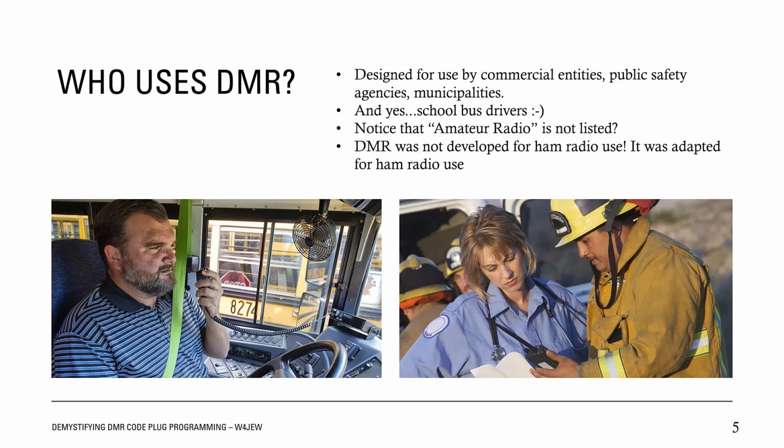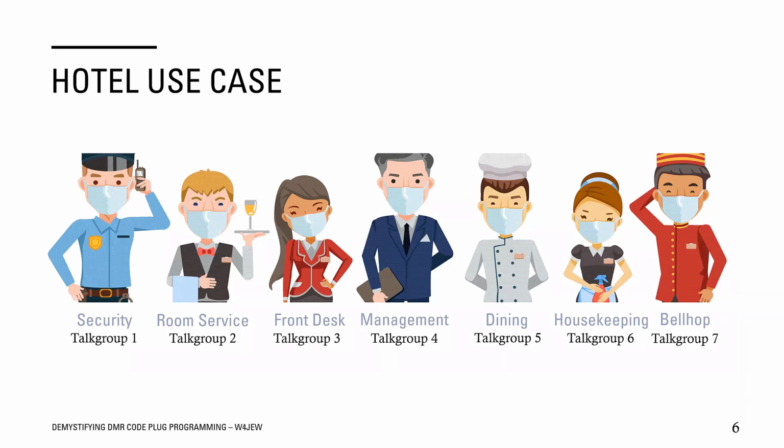So why is it not as easy to work with as D-Star? Well, it's because it wasn't made for hams. So if you want to use it, you kind of have to be willing to look at it from a different perspective. And that's where the hotel use case comes in.